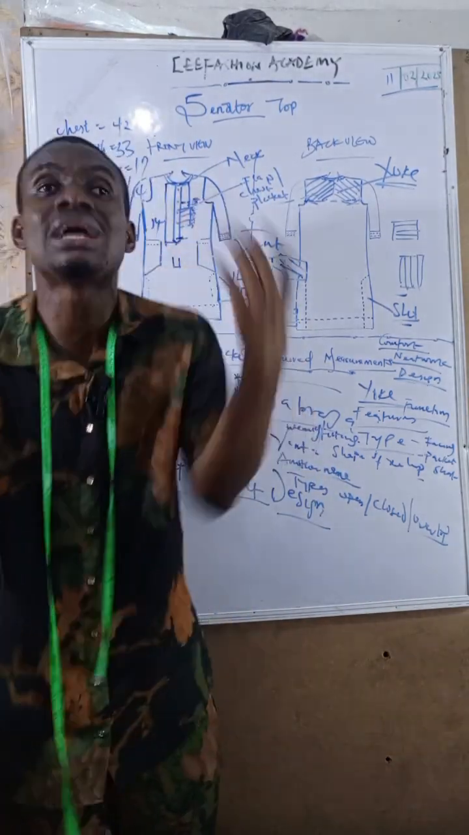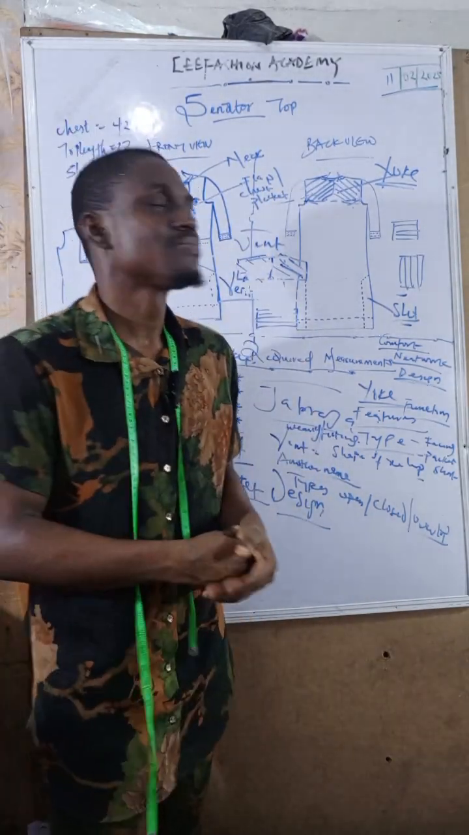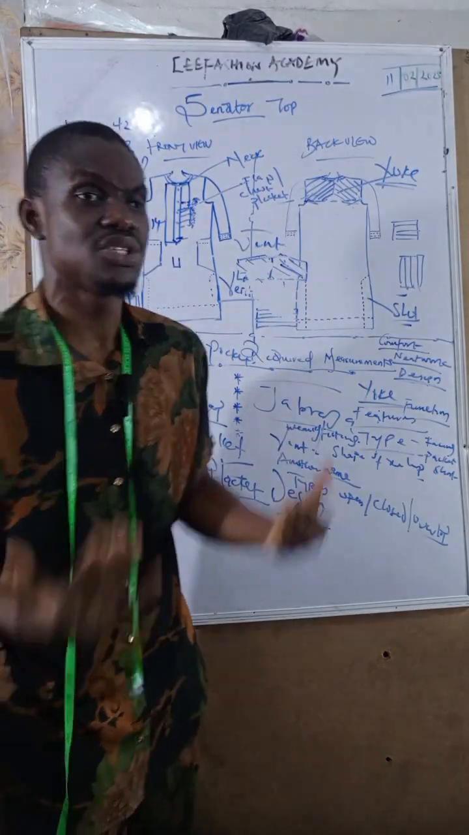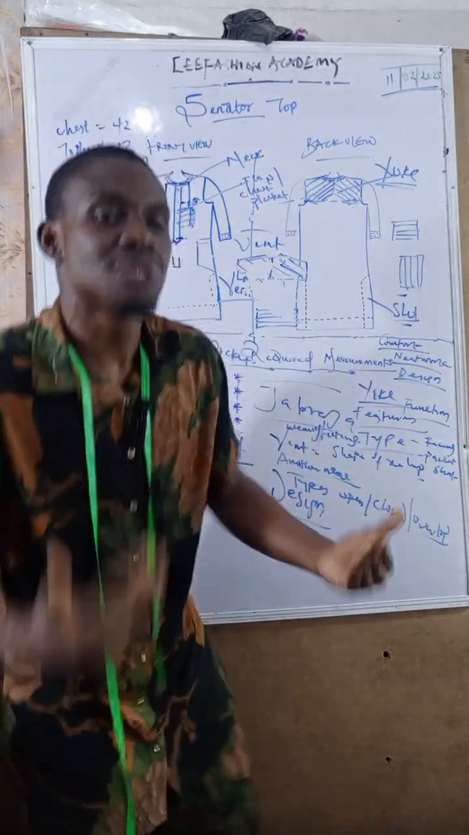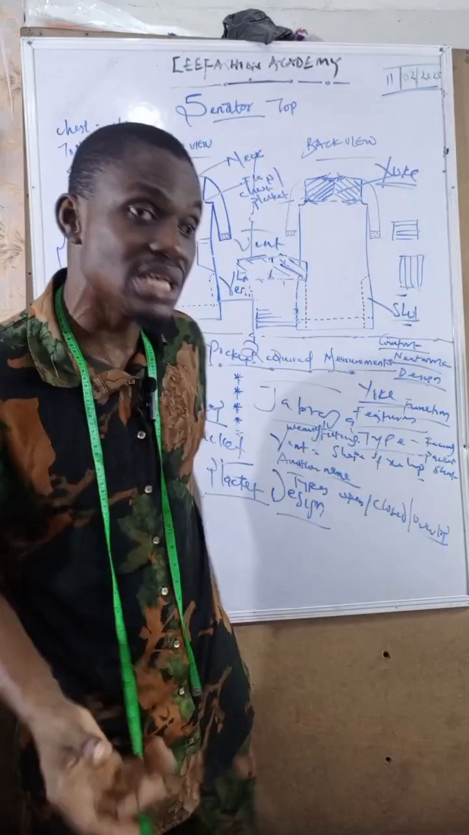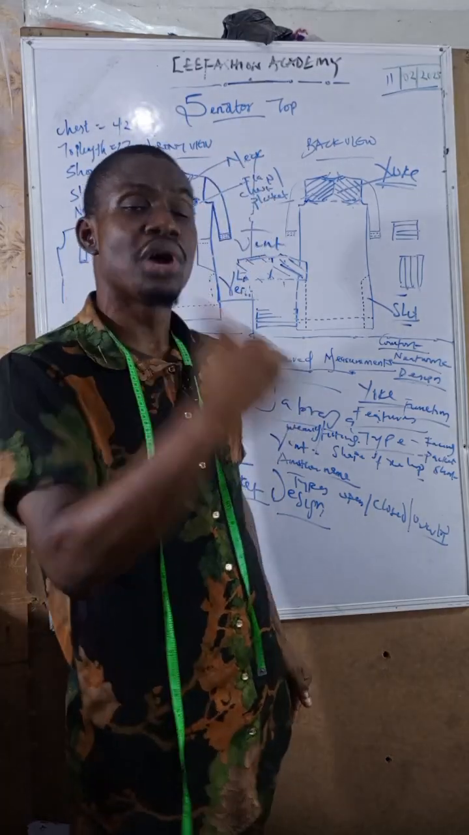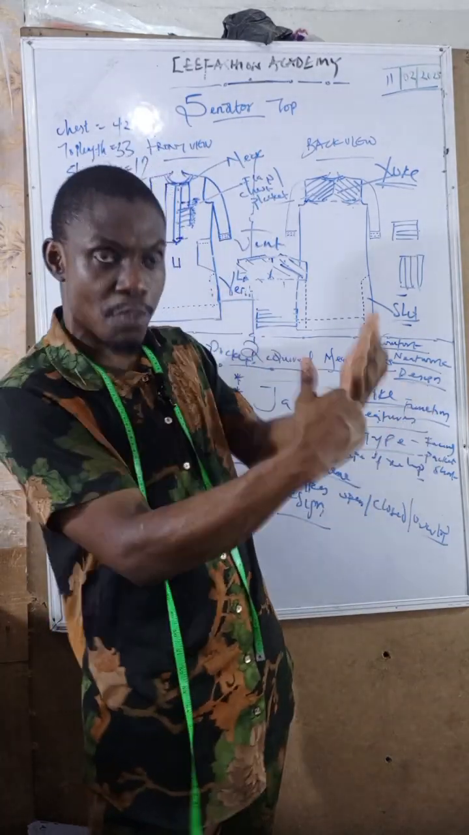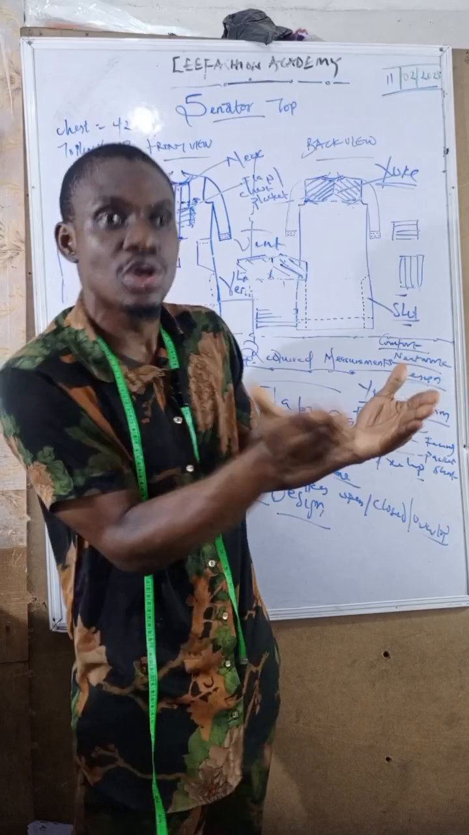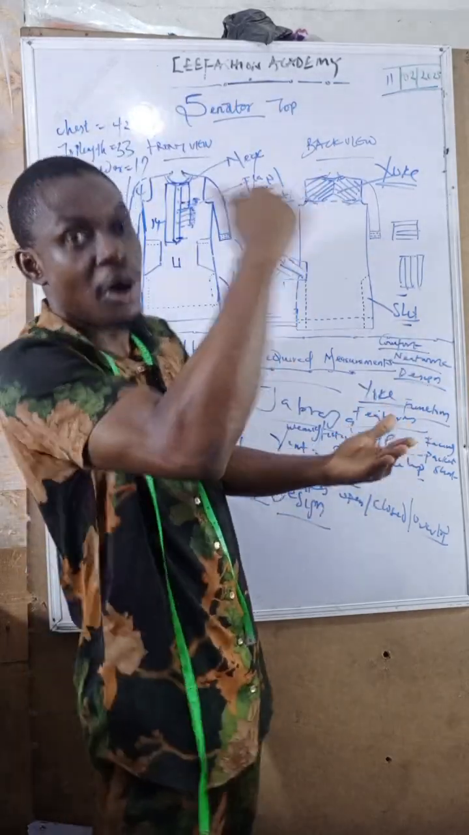We also have other functions of a slit. For example, do you know that whenever you put a slit on a senator top and you now want to put a side pocket, in most cases, how do you gauge where the pocket is going to be sitting? The bottom part of the pocket, the base of the pocket, is going to be sitting at the top of the slit.